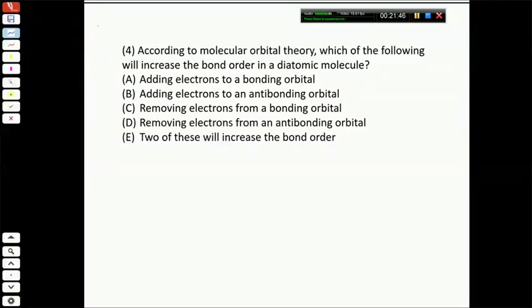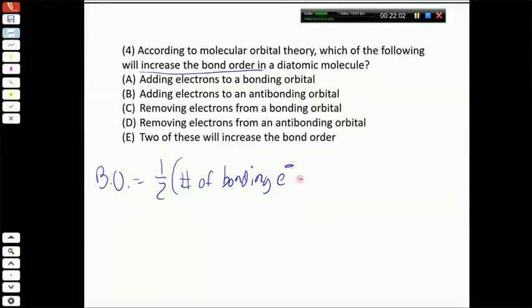And so if we're looking for an increase in the bond order, remember that we have an equation for bond order that comes from molecular orbital theory, a pretty simple one, which is 1/2 times the number of bonding electrons, so it's the number of electrons that reside in bonding orbitals, minus the number of electrons that are in anti-bonding orbitals.